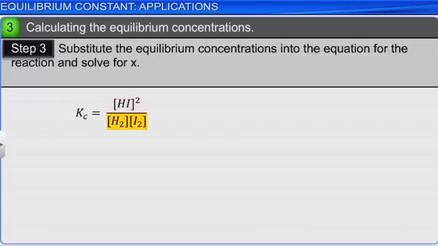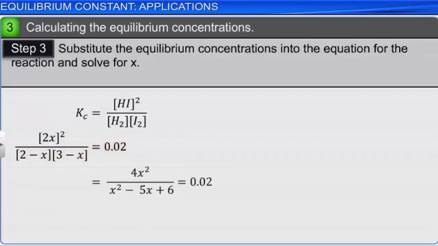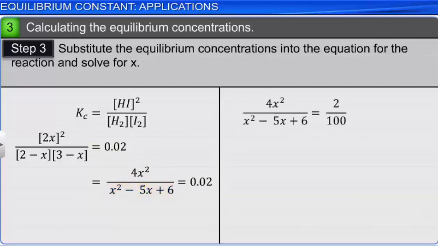On substituting the equilibrium concentrations and the value of the equilibrium constant in the equation, we get 2x square divided by (2 minus x) multiplied by (3 minus x) is equal to 0.02. This is equal to 4x square divided by x square minus 5x plus 6. This can be written as 4x square divided by x square minus 5x plus 6 is equal to 2 divided by 100.